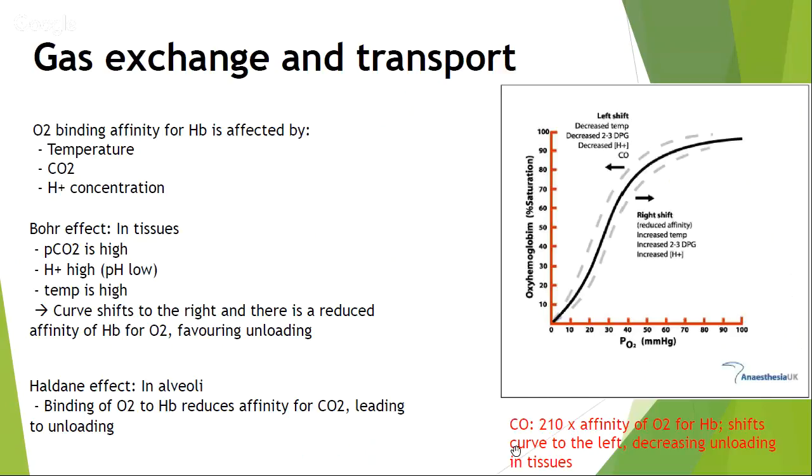Because carbon monoxide has around 200 times the affinity of oxygen for hemoglobin, it shifts the curve to the left, which decreases unloading in tissues. And this is why if you get carbon monoxide poisoning, it will kill you. It doesn't stop your blood from being oxygenated, but it prevents the unloading of that oxygen. And so that's why you won't even notice, but you'll die quite rapidly. And so that's known as the Bohr effect.